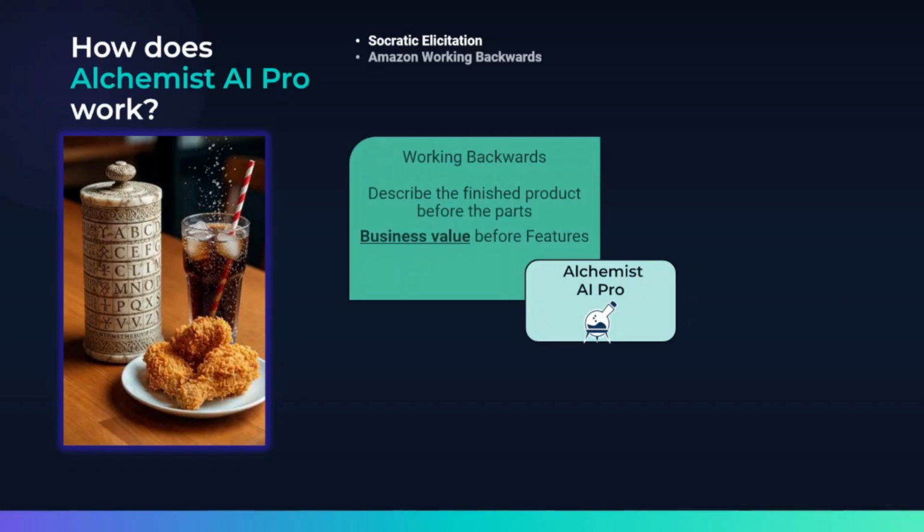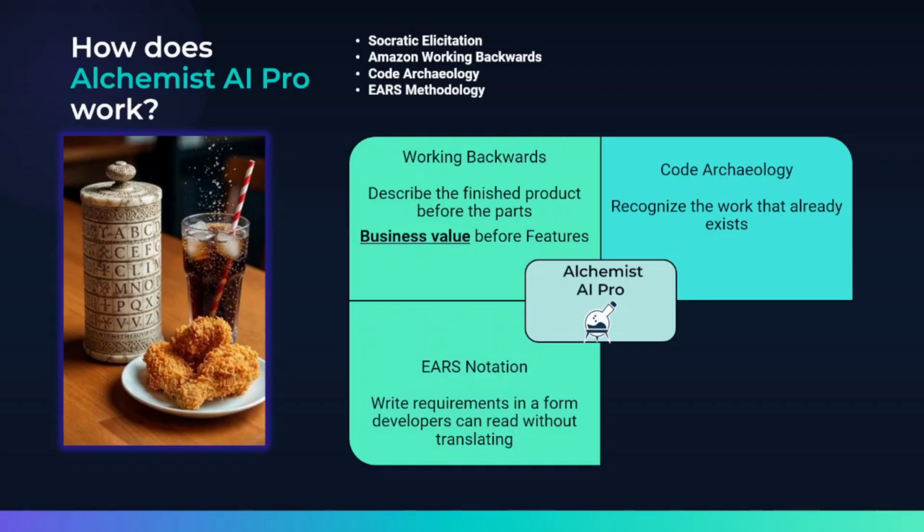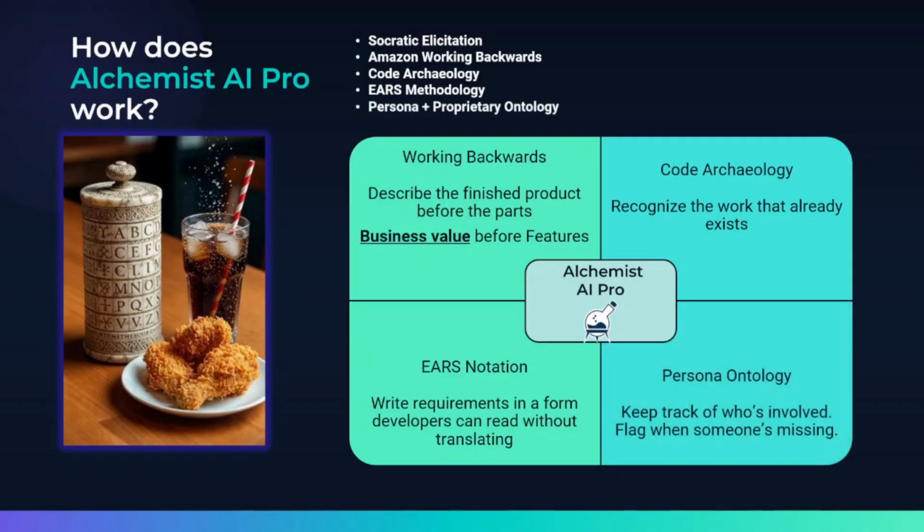Amazon's working backwards approach is a way of describing a finished product before you describe each of its parts. There's something we call code archaeology, for recognizing work that already exists rather than reinventing the wheel. There's EARS notation, a way of writing requirements in a form that both developers and AI can read without translation. And then there's persona ontology, which keeps track of who's involved in every requirement and flags it when somebody's missing.